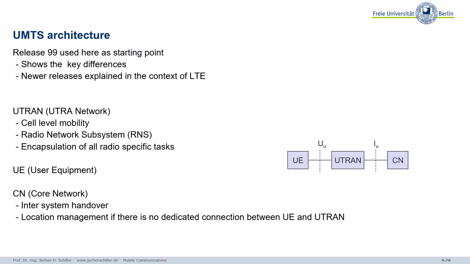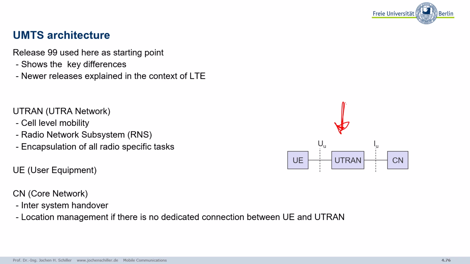So UMTS, similar to GSM, consists of different systems. So we have the UTRAN, which is the radio access part, and there we have a network here in between. That's the UTRAN, and this is responsible for mobility at cell level. There we will have the radio network subsystem, and there we basically encapsulate all these radio specific tasks. Then we have an interface IU towards a core network. Here the core network is whatever we use as a core. Here we do handovers between systems, from a satellite to terrestrial, from maybe a wireless LAN to whatever.